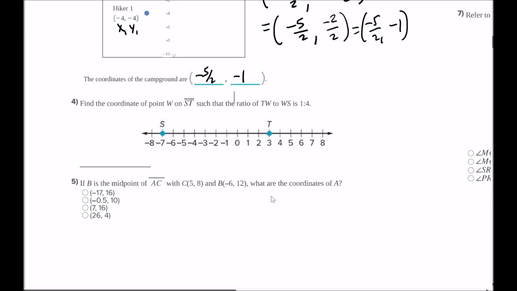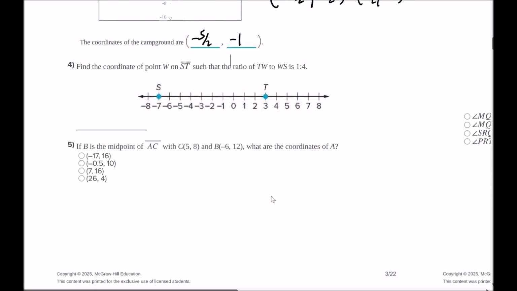So number 4 says find the coordinates of point W on ST such that the ratio of TW to WS is 1 to 4. So first off, you're going from T to S. So T is number 1 and S is number 2, okay? So that means T is x1. You got to be very careful with this, okay? So T is going to be x1, y1, and S is going to be x2. So you just got to be careful when you do that, okay?